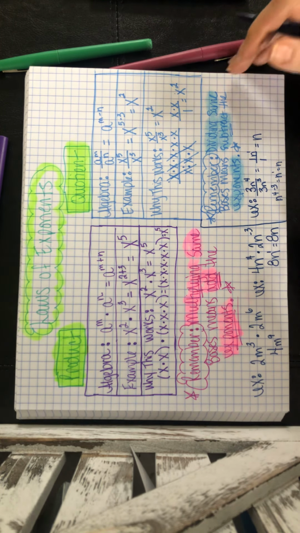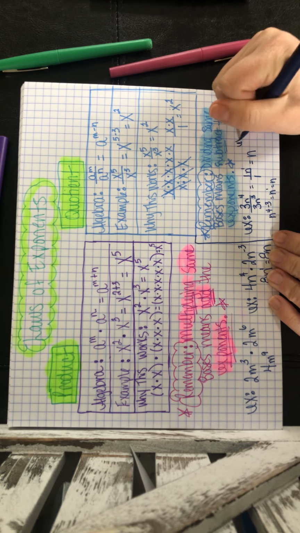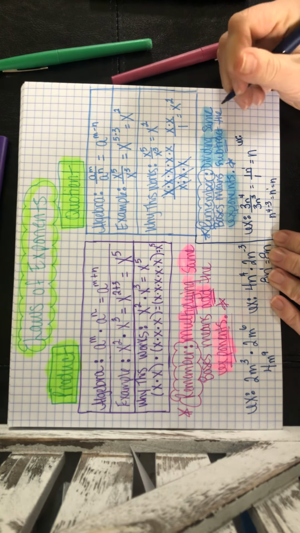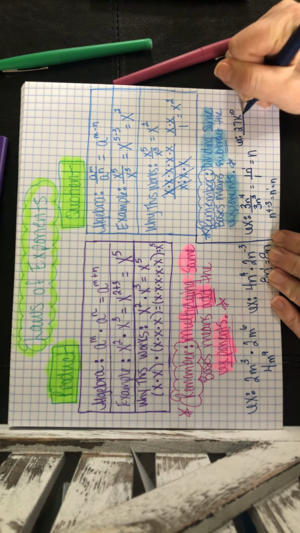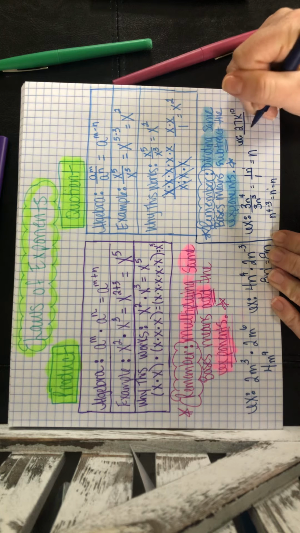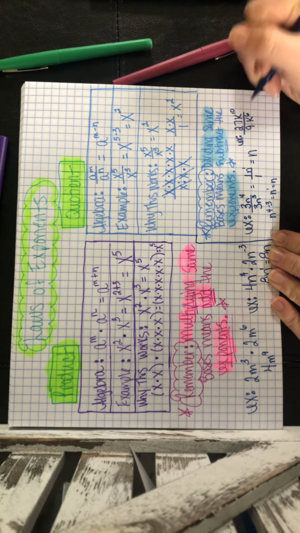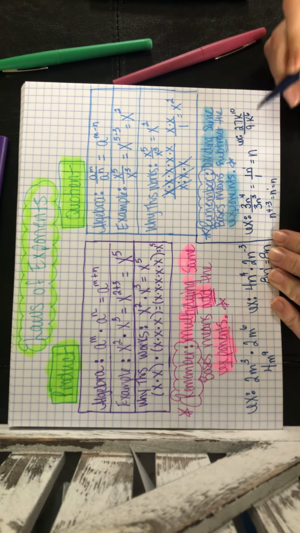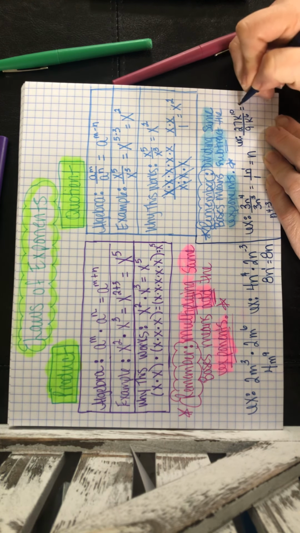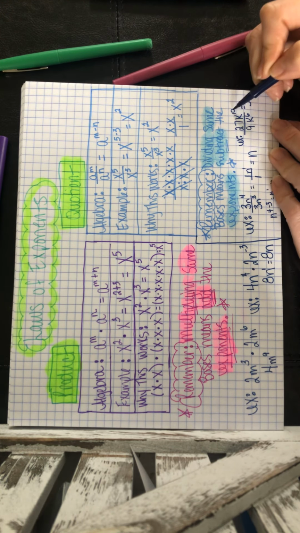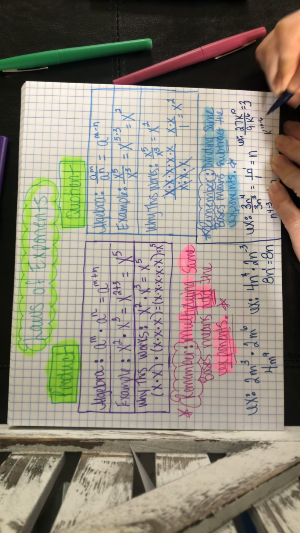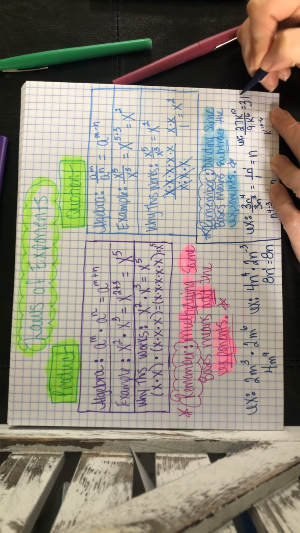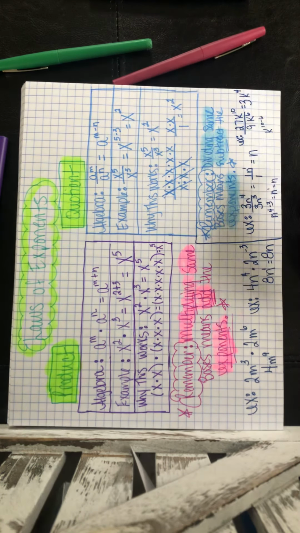Okay, we'll do one more example. So for this example, we'll do 27k to the 10th divided by 9k to the 6th. So if we look at this, 27 divided by 9 is going to give us 3. K to the 10th over k to the 6th, remember, is k to the 10th minus 6, which gives us k to the fourth power. So that would be your final answer.